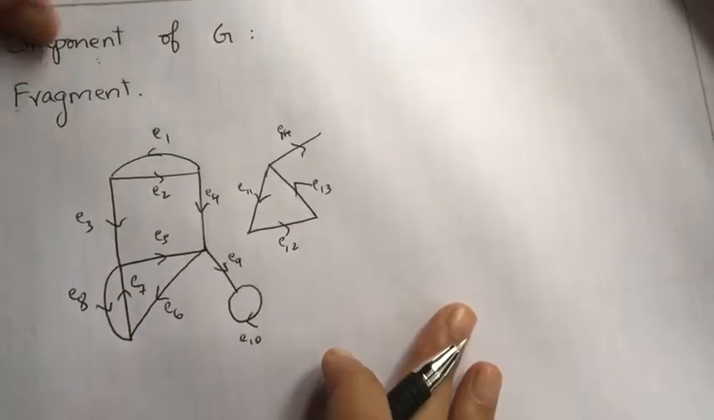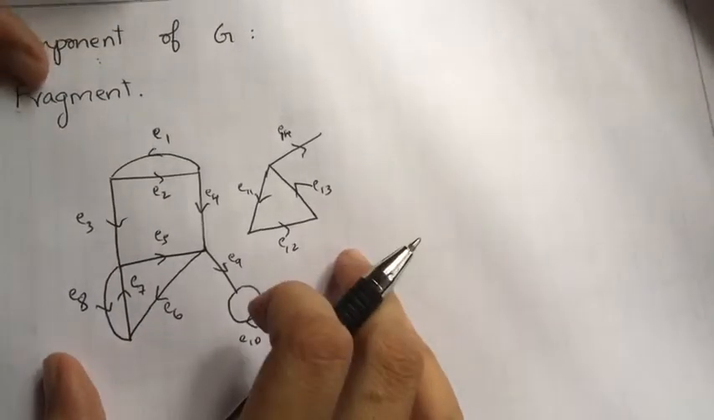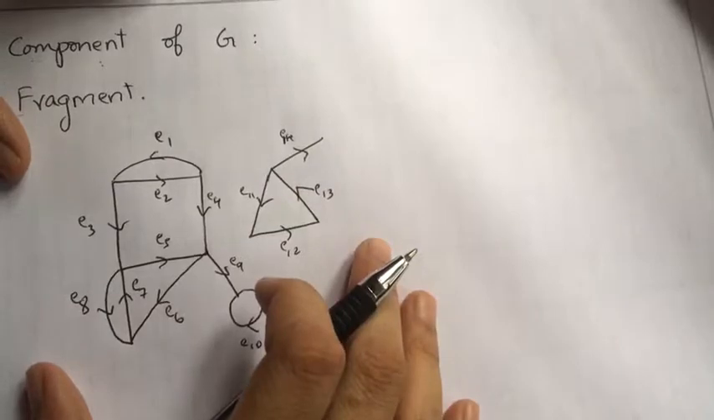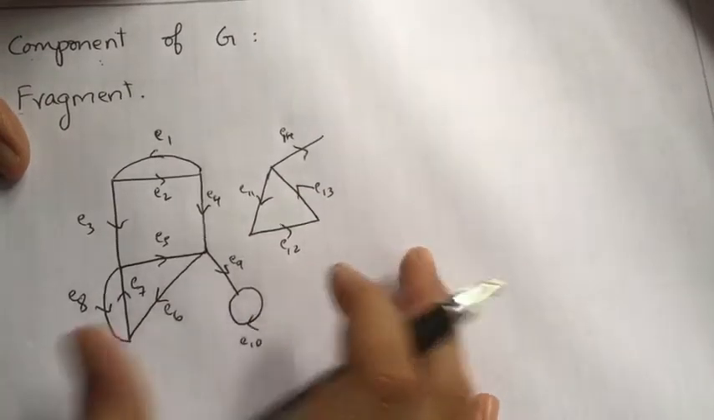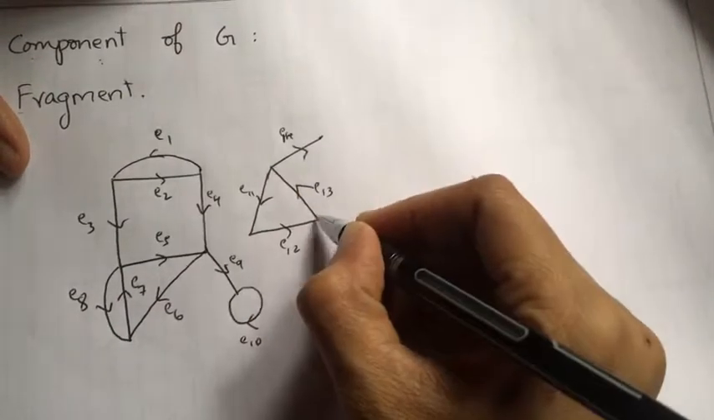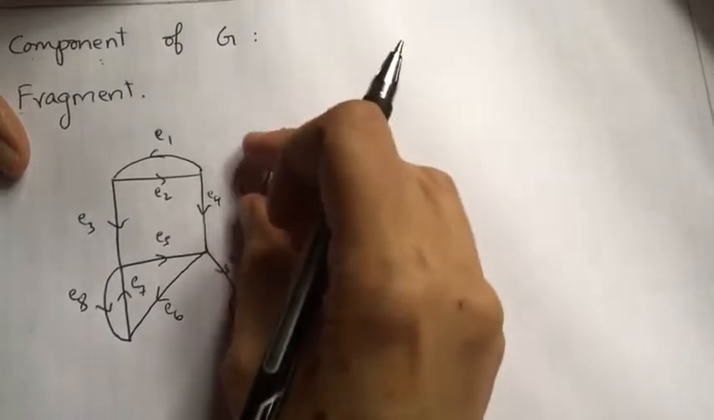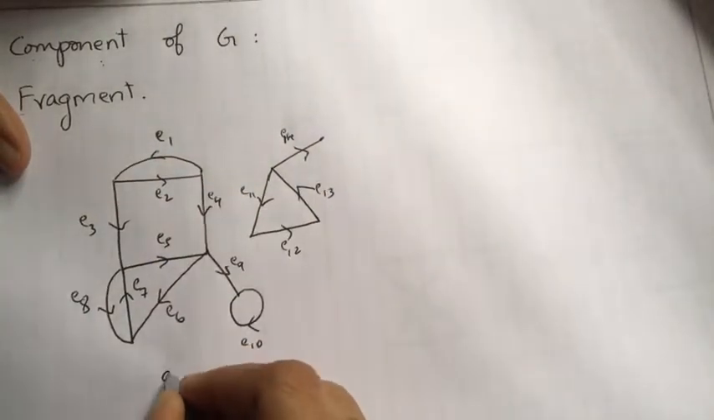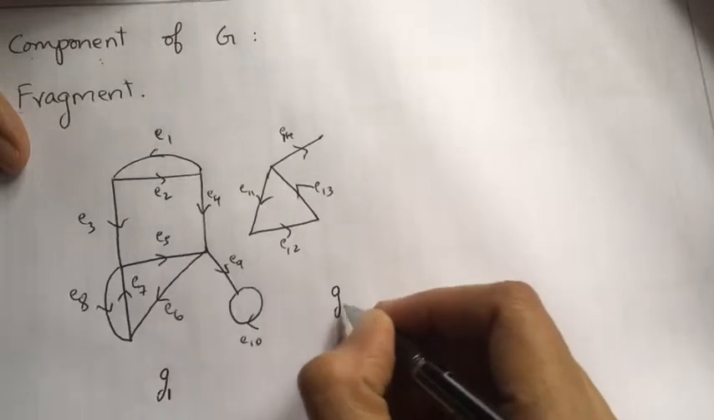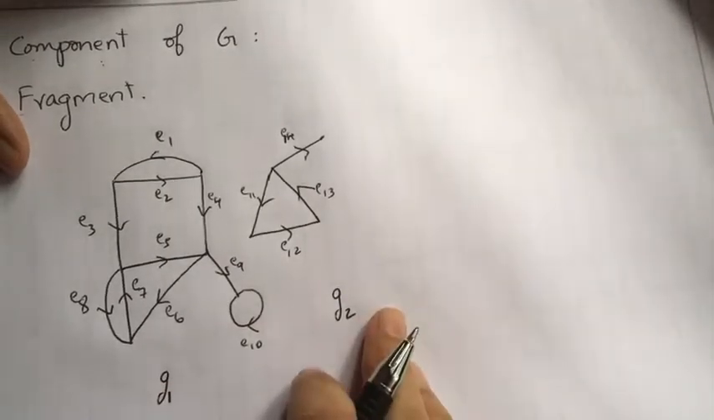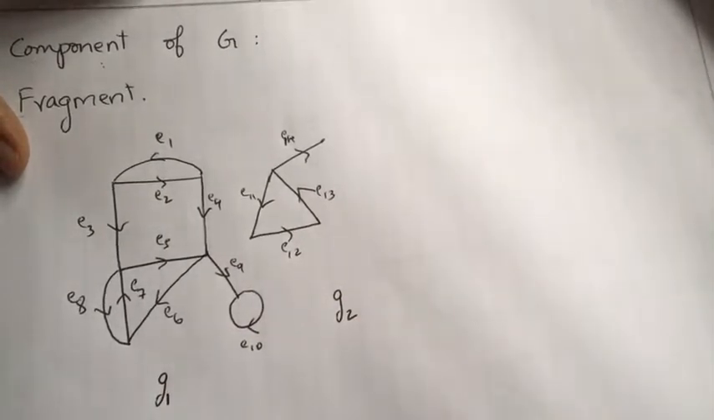This is my example. Suppose I have this graph. It's a directed disconnected graph. Now this has two components. One is this, another one is this. Let me take this as component 1, and this is component 2. G1 and G2 are the components.